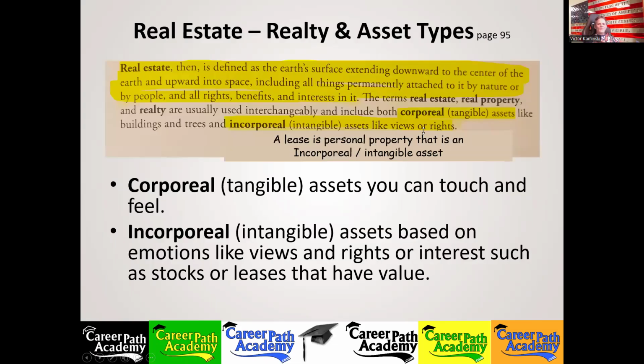All right, so let's continue highlighting here the continued definition of real estate, and then here what a corporeal asset or incorporeal asset is. So you want to highlight this and write these little notes down here. A lease is personal property that's an incorporeal or intangible asset.